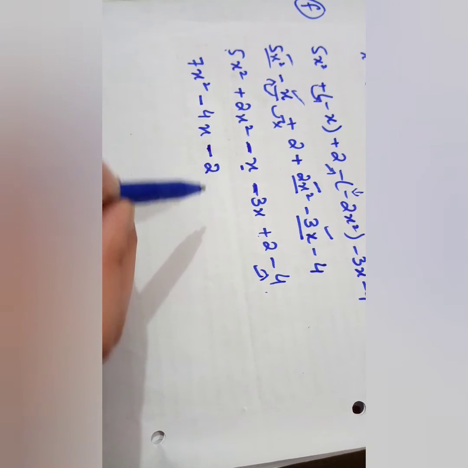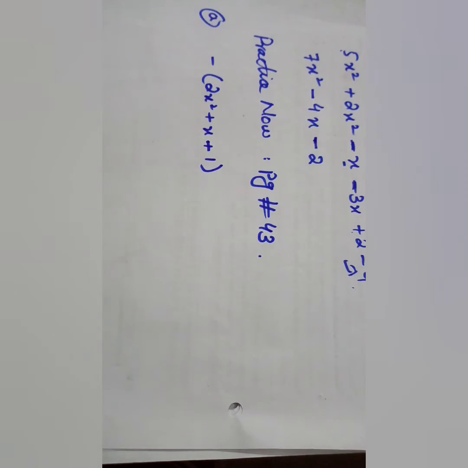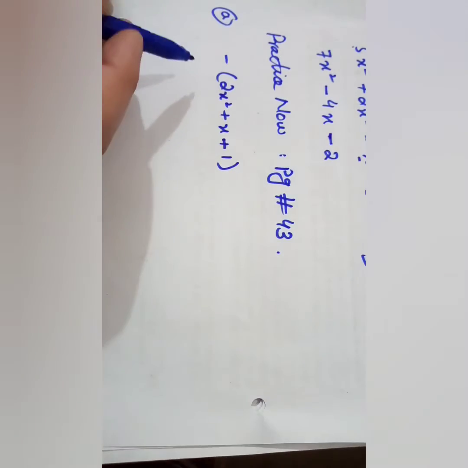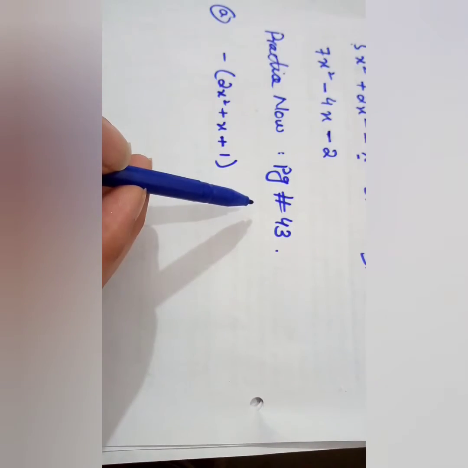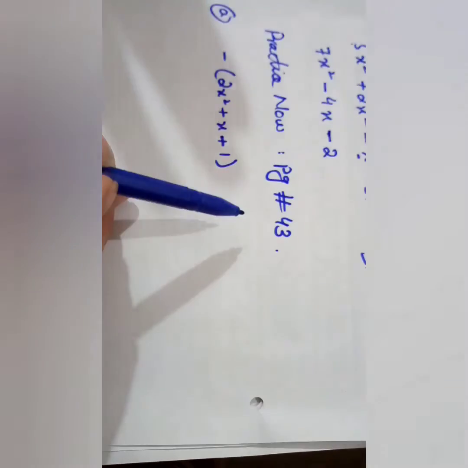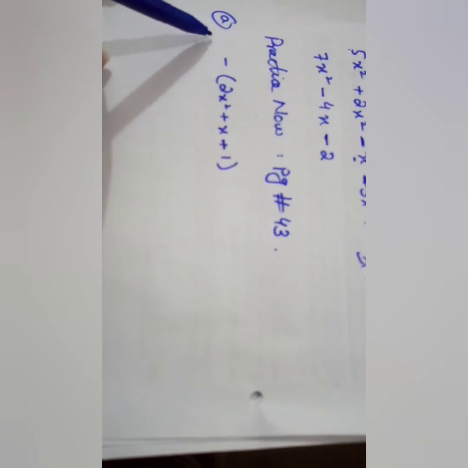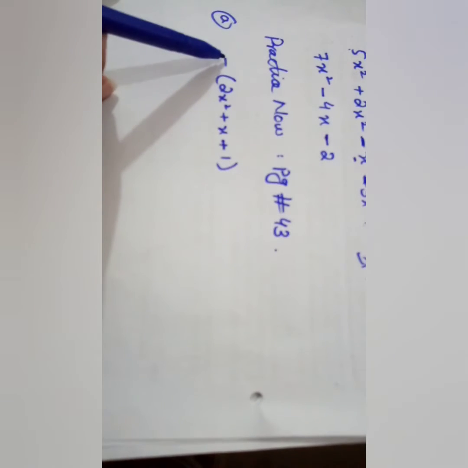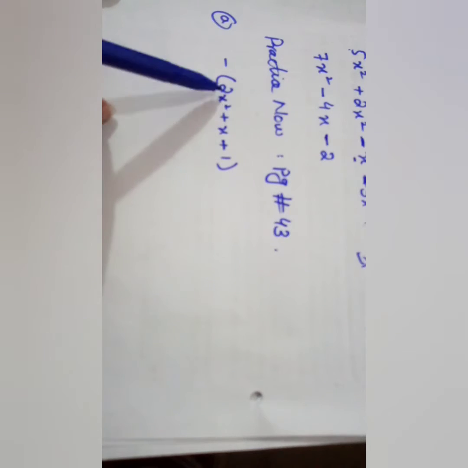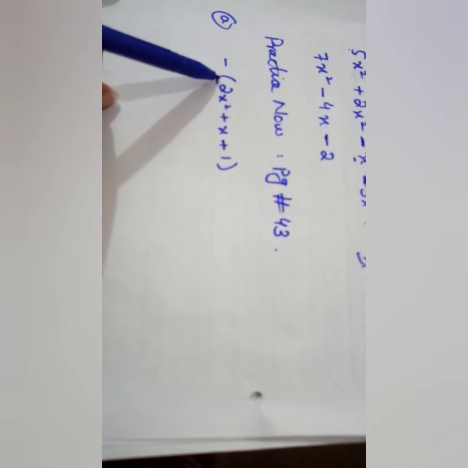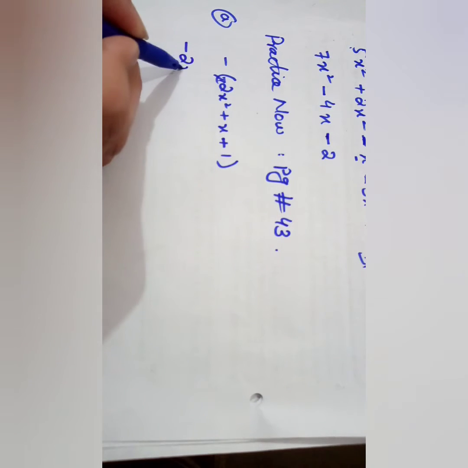Now move towards the next practice now. Now students, observe the sign that in practice now page 43, new syllabus mathematics D2, we have question A in which there is a minus sign outside this bracket. So whenever there is a minus sign outside the bracket, the inner sign of the brackets will be changed. Now there isn't any sign before 2, but when there is no sign, that means there is a plus sign. So this plus 2 will become minus 2x square.